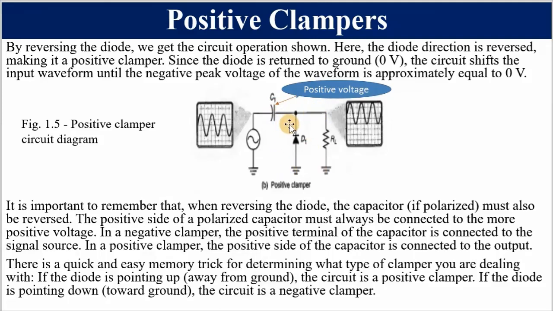For the negative clamper, it was totally different. But there is a quick and easy memory trick for determining what type of clamper you are dealing with. Please take note, if the diode is pointing up, that is away from the ground, it is a positive clamper. And if the diode is pointing down towards the ground, it is a negative clamper. Please take note, this is a summary of a positive and a negative clamper. It must stick in your mind so that you are able to draw.